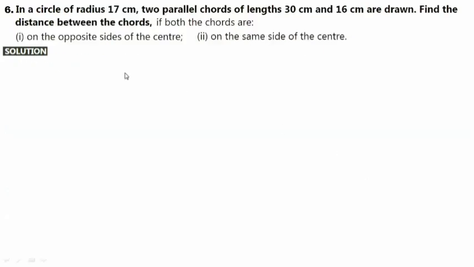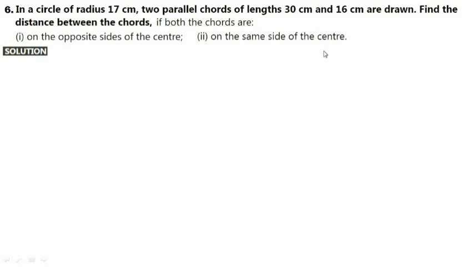We have another question which says, in a circle of radius 17 centimeter, two parallel chords of length 30 centimeter and 16 centimeter are drawn. Find the distance between the chords if the chords are, number 1, on the opposite sides of the center, number 2, on the same side of the center.